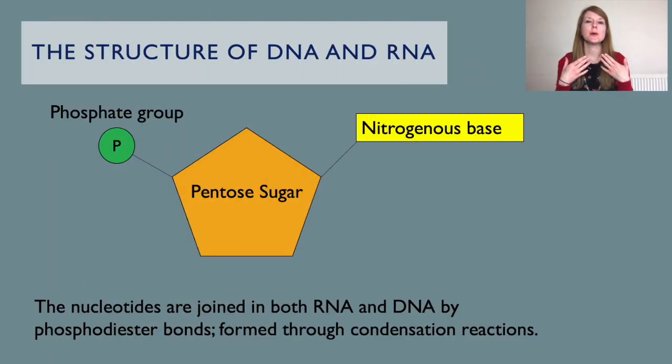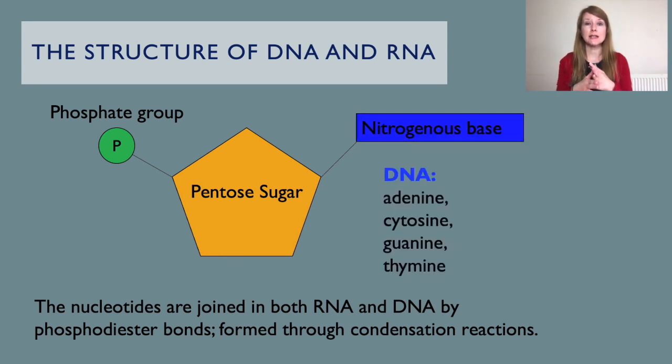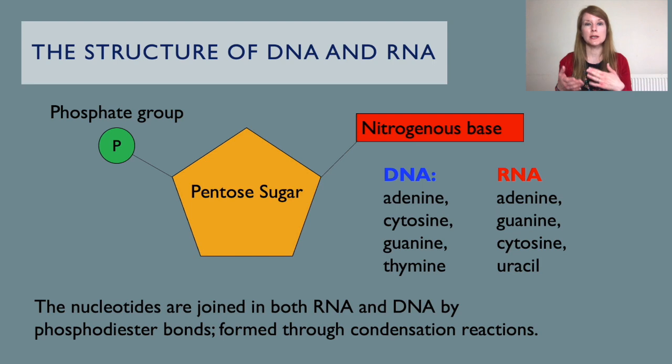So both DNA and RNA are very similar structurally. They're both made up of a polymer of nucleotides, and these nucleotides include a pentose sugar, a phosphate group, and a nitrogenous base. Now, the pentose sugar and the phosphate group make up the backbone of either the DNA or RNA molecule, and the nitrogenous bases are connected to the pentose sugar. In DNA, these nitrogenous bases are adenine, cytosine, guanine, and thymine. And in RNA, they are adenine, guanine, cytosine, and uracil. The nucleotides are connected by phosphodiester bonds, and these form by condensation reactions.